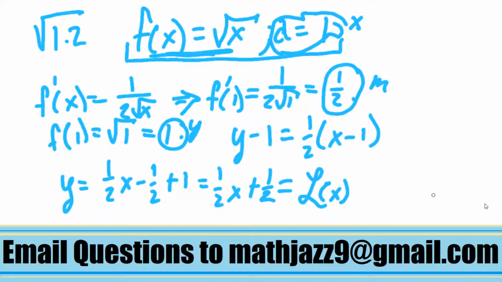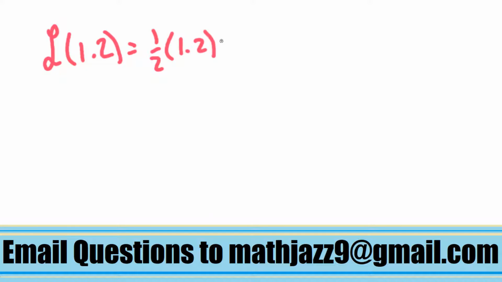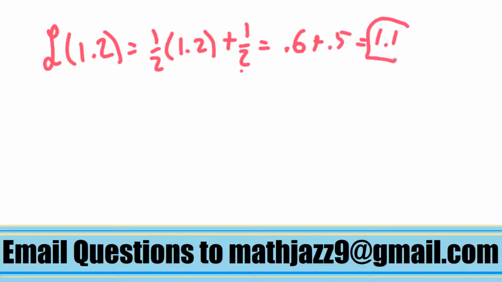So now that we have this line here, this is our linearization. This is what we're going to use to approximate the value at 1.2. The way that we're going to do that is just plugging 1.2 into L. So here is L of 1.2. That's equal to 1/2 of x, which in our case is 1.2, plus 1/2, which is equal to 0.6 plus 0.5, which is equal to 1.1, and this is our approximation.